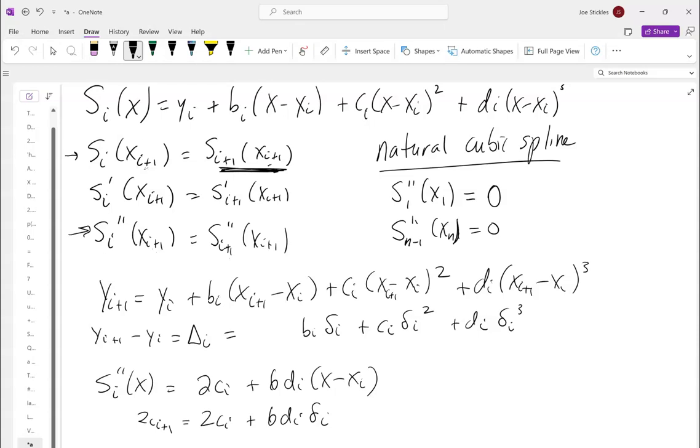I can now solve this for d sub I. Your d sub I here will be, well, I would subtract the 2c sub I over and then divide by 6 delta sub I. So I'll get c sub I plus 1 minus c sub I over 3 delta sub I.